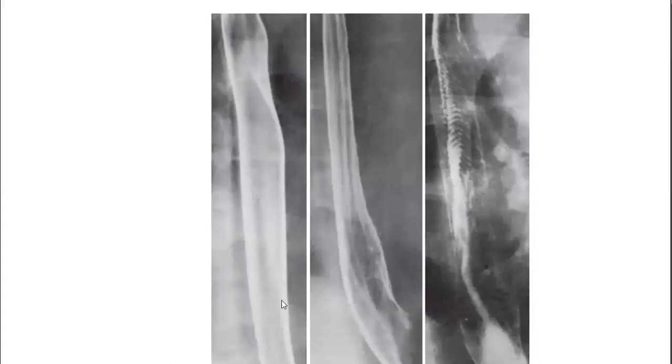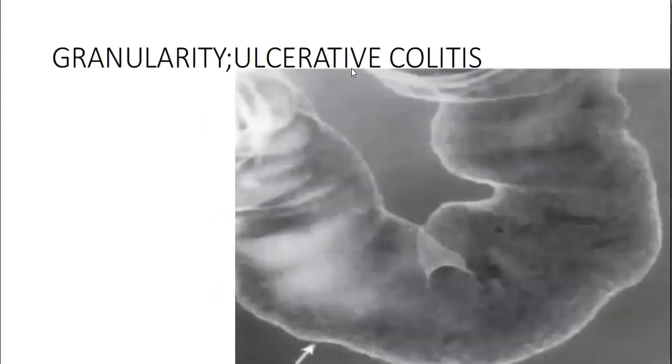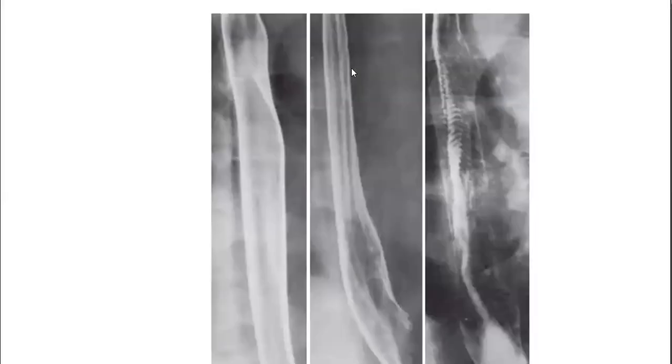So again, the normal appearance of the esophagus is depicted in this. We can see the longitudinal folds in the middle image, correct? And we are also seeing some transverse folds. The longitudinal folds are normal, and it can appear featureless as in the first image also, a normal appearance.